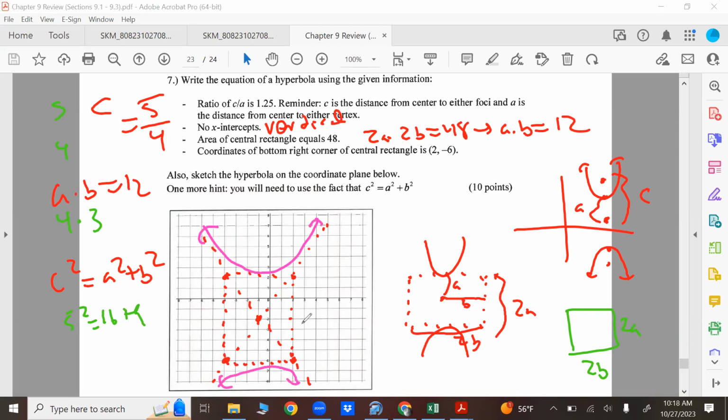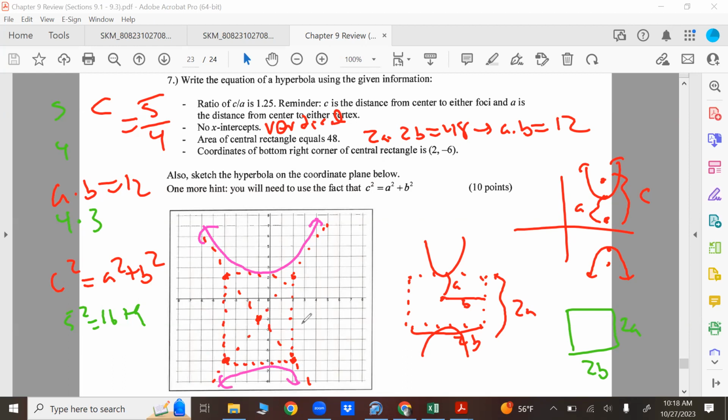Is the area of this box 48? You bet. 6 by 8? Totally. Are there no x-intercepts? Totally. Is C going to be 5 and A is going to be 4? Totally, right? Bottom right corner. I like this. This is good. I think we've got this now.